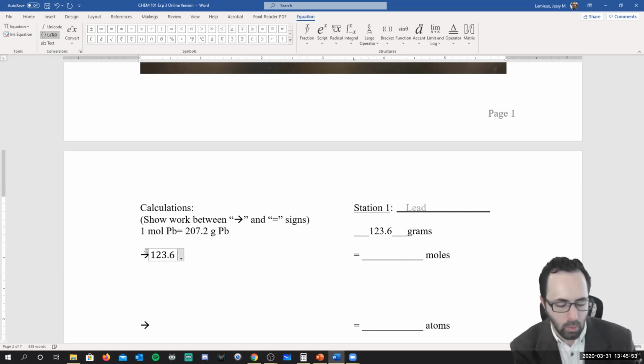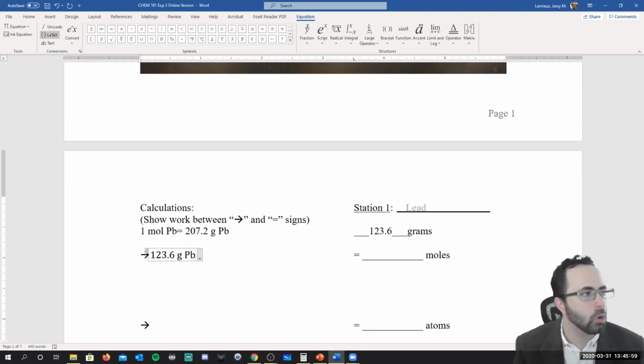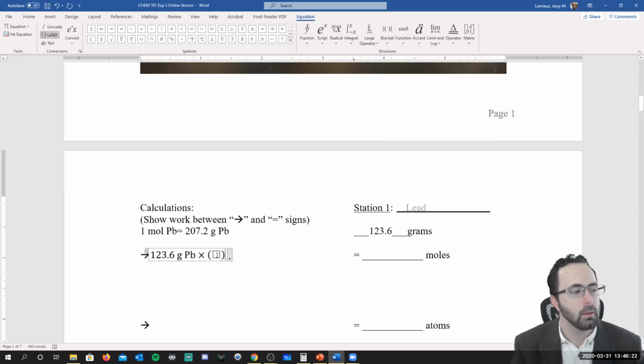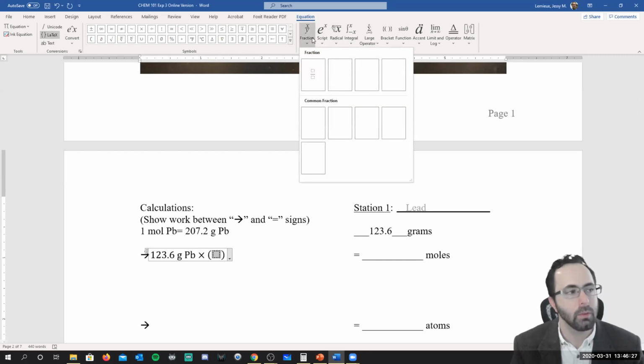123.6 grams of lead. Okay. And then I'm going to have to multiply by a conversion factor. So I'm going to go up here into this bar. There's lots of symbols up in here you can use. I'm going to use the times symbol. And then in terms of fancy math and equations, there's all these here. So I'm going to put my conversion factor in a bracket. I'll choose this one here, and it makes a bracket. So I like to put the bracket first, and inside the bracket, my conversion factor is going to be a fraction. So I'll click the fraction here and put in a fraction like this.